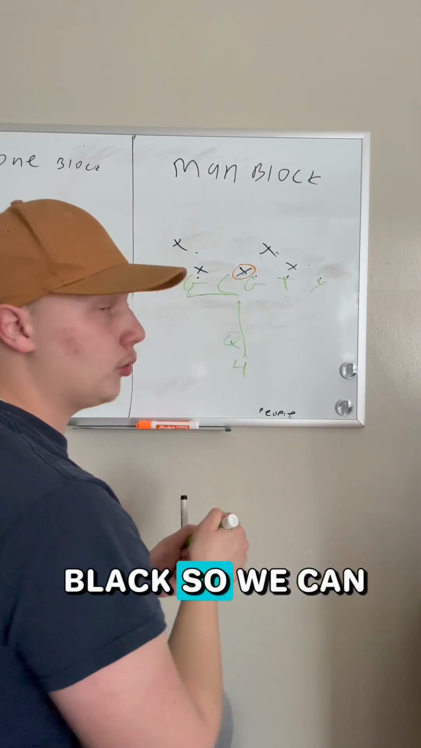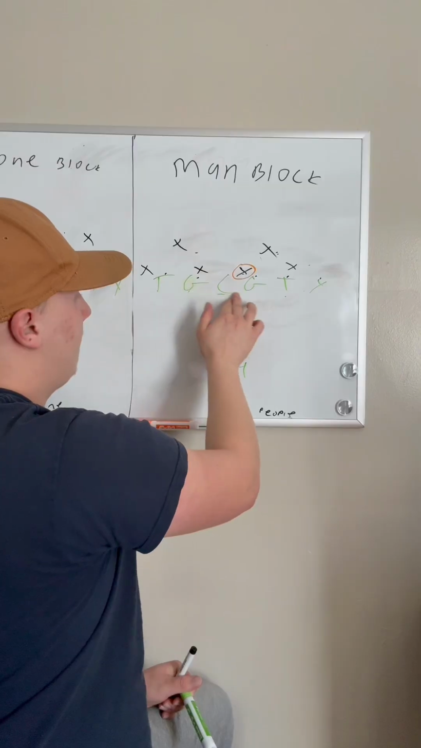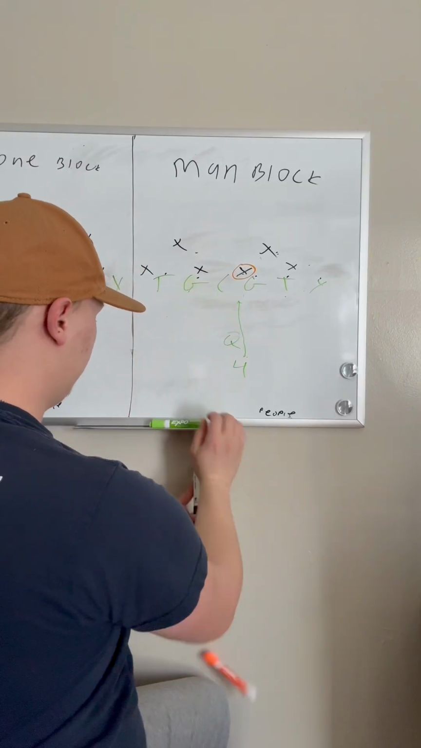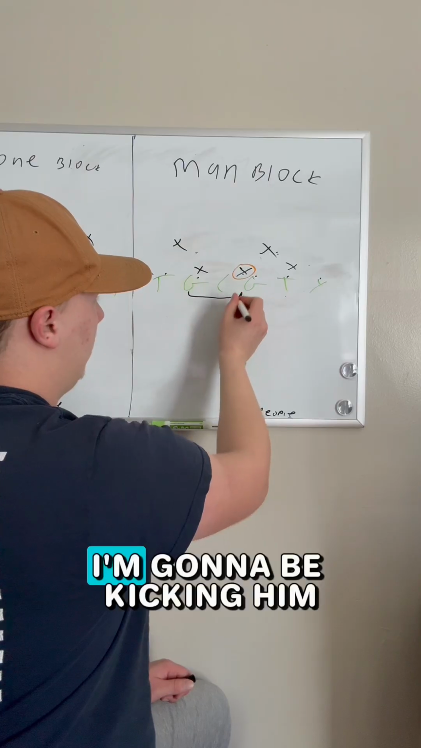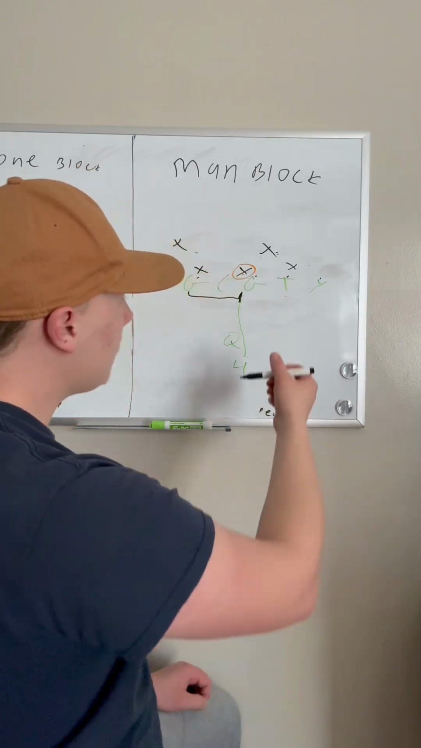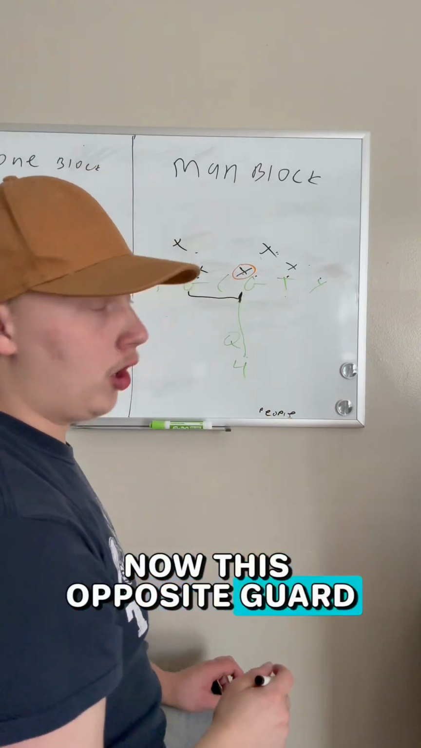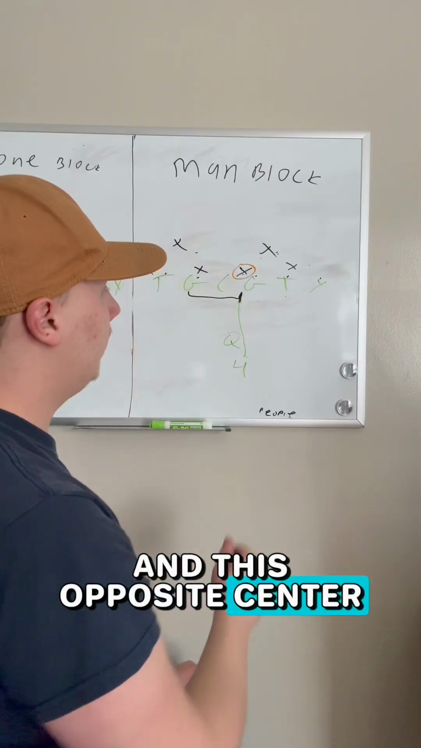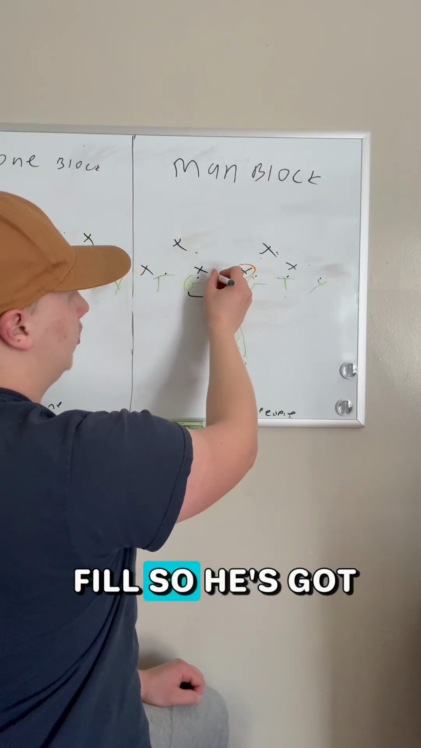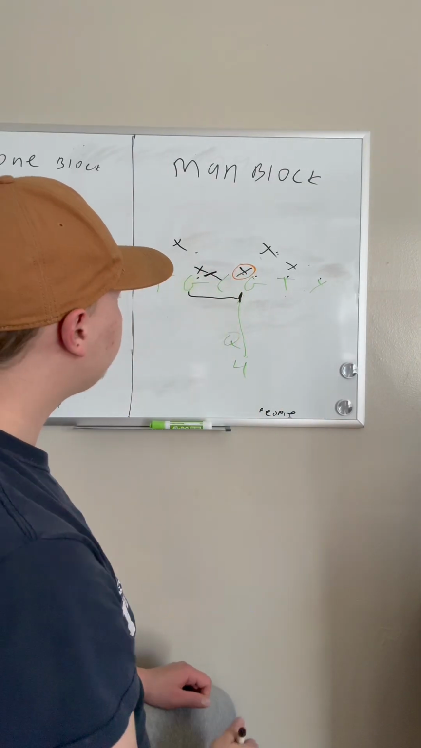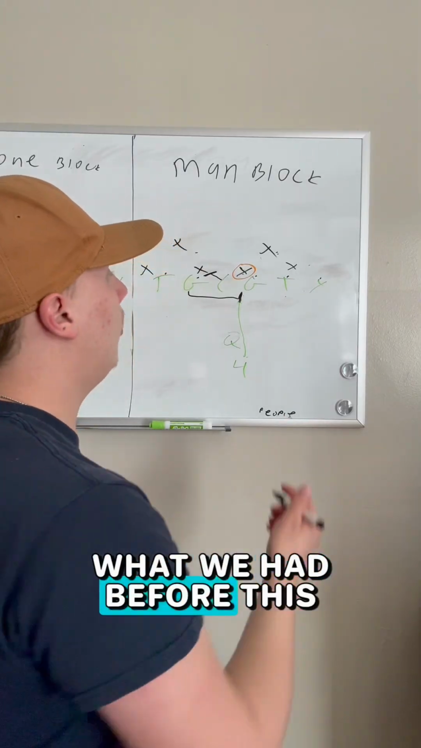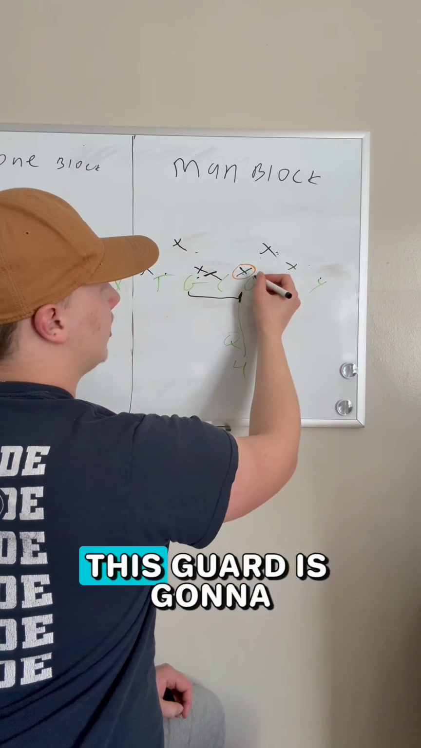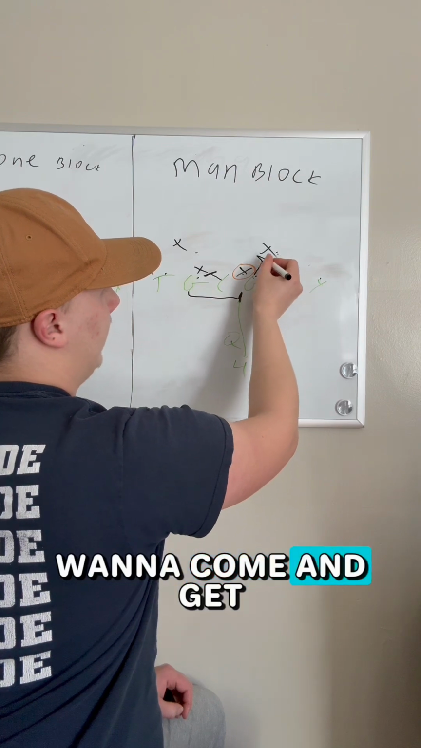Here, let me do black so we can see it. We're going to be kicking him. Now this opposite guard and this opposite center, this center has to fill. So he's got to come and fill this. And it's going to look kind of similar to what we had before. This guard is going to want to come and get this back.